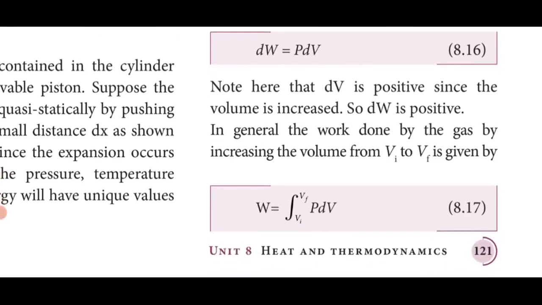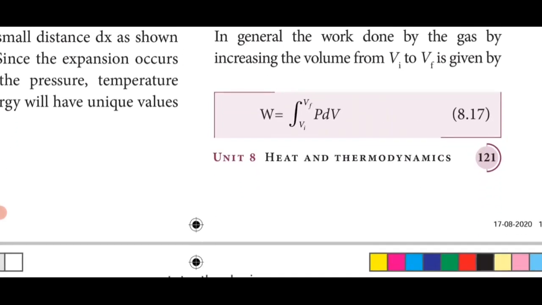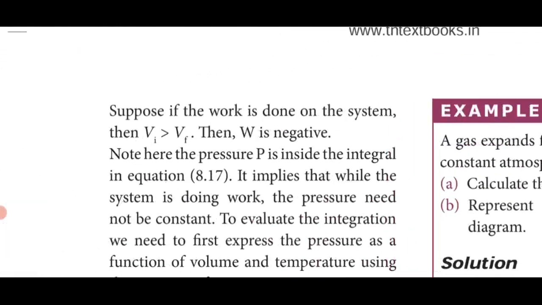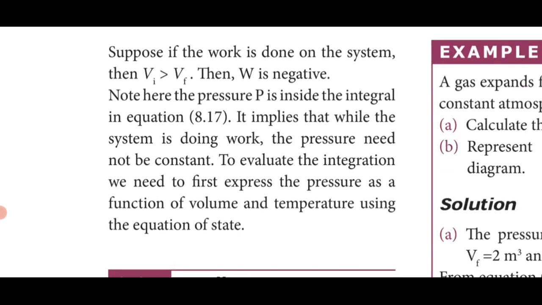Here dV is positive since the volume is increased. So dW is positive. In general, the work done by the gas in increasing the volume from Vi to Vf, that is initial to final, is taken as an integral. Suppose the initial volume is greater than the final volume, then W is negative. Note here that the pressure is inside the integral in the equation, so it implies that while the system is doing work, the pressure need not be constant.